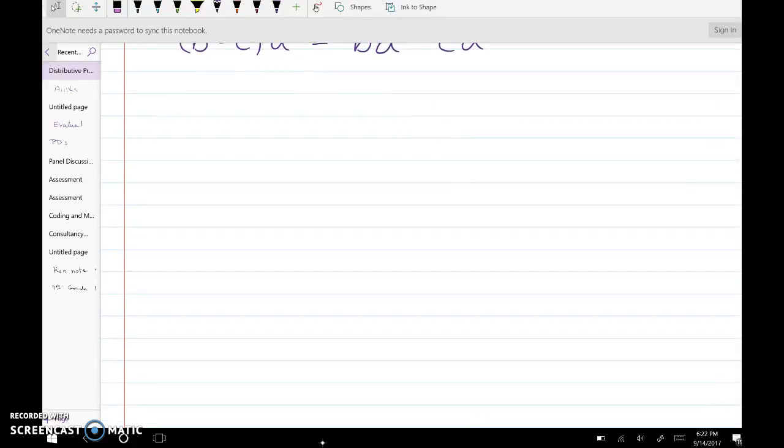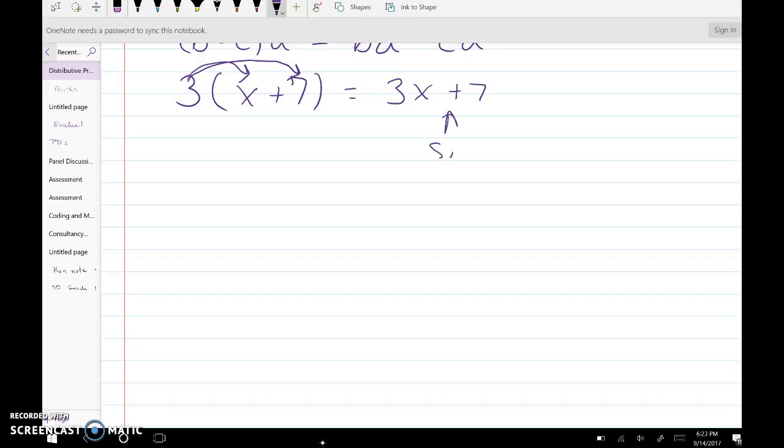So, for example, if we had 3 times (x plus 7), we distribute the 3 to the x and to the 7. So this would look like 3x plus 21. This is simplified. So if you see me asking to simplify something, this is what I'm looking for.